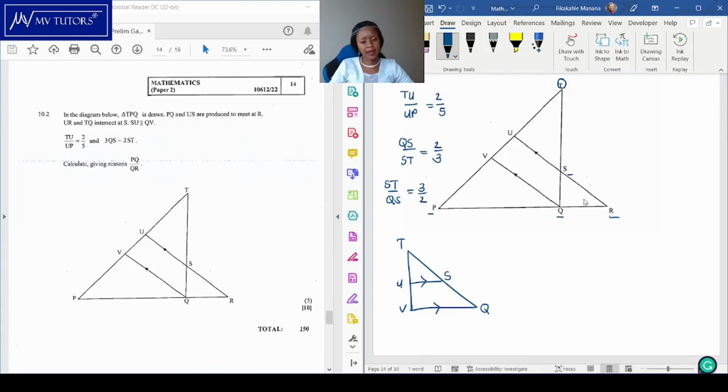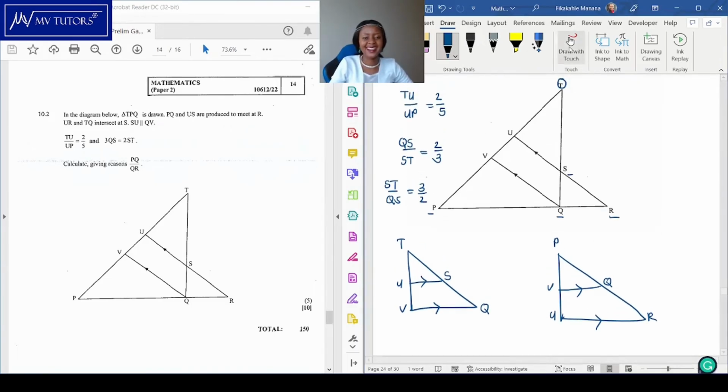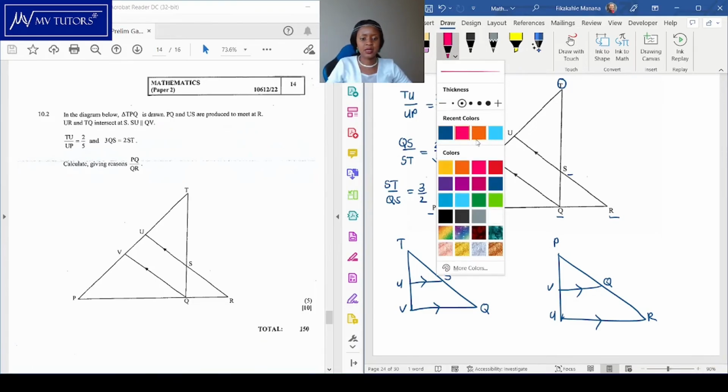Then I see another one. I'm going to draw it this way. There's P there. So I have PVU and I have PQR, where VQ is parallel to UR. What was the significance of me redrawing this? I need to turn the information they've given us into some ratios.